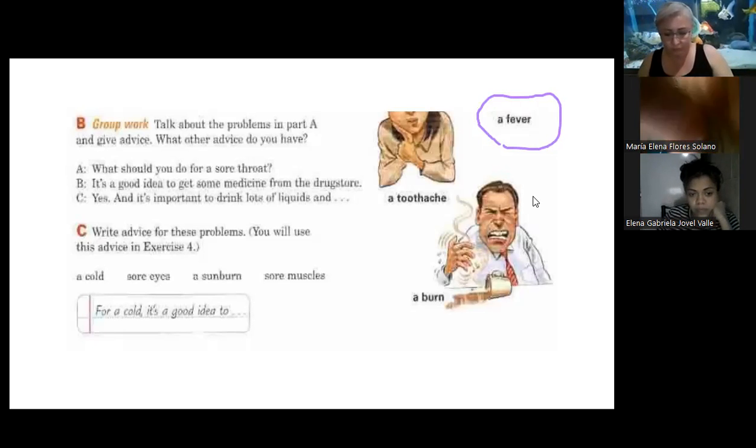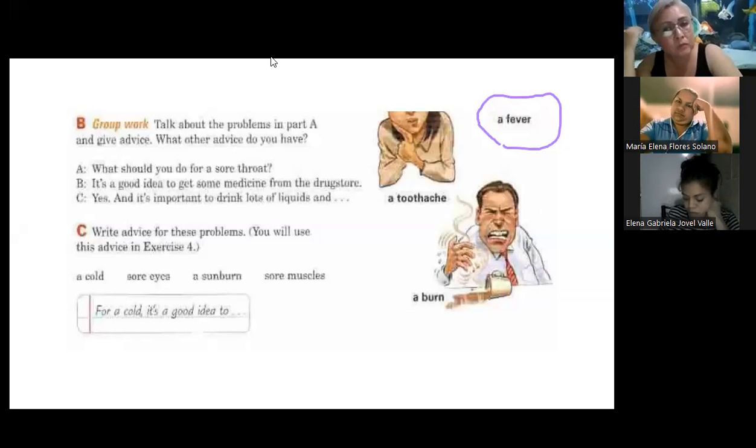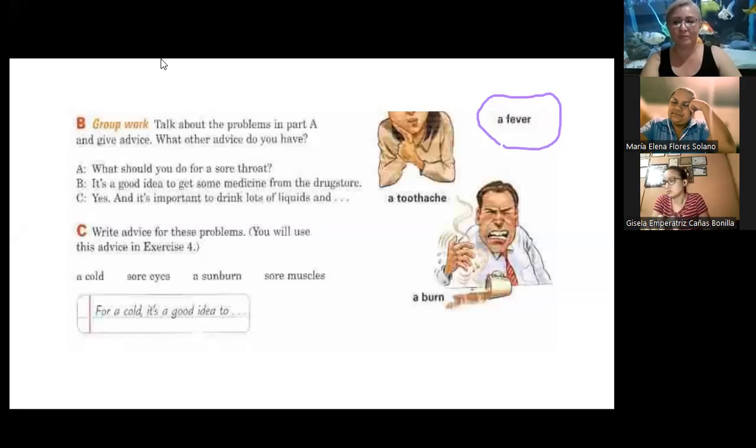What about sore muscles? Think about it. Sore muscles is like dolor muscular. So what recommendation could be important for sore muscles? In my case, I take metoclopramide. It's a medicine, pills. Okay, so pills, yeah. Prescribed pills. Okay. What else?